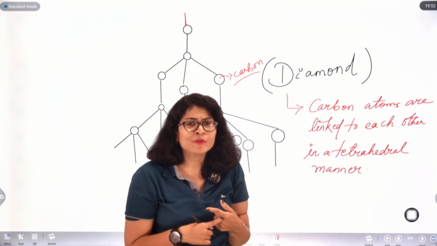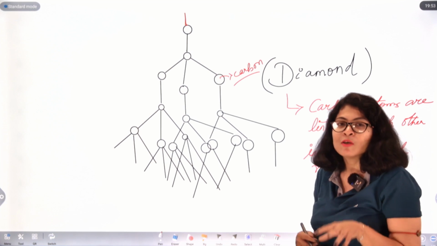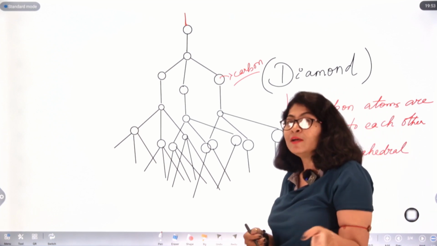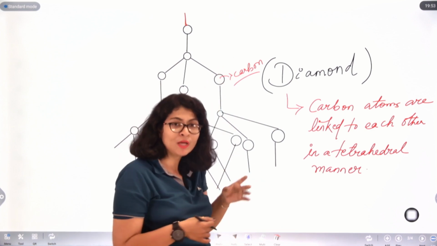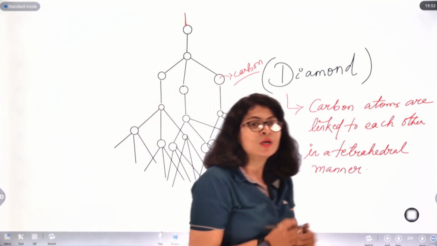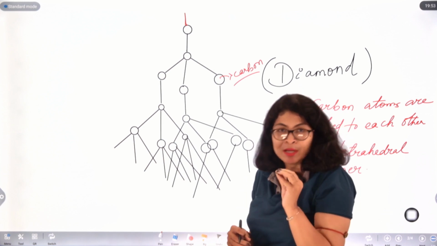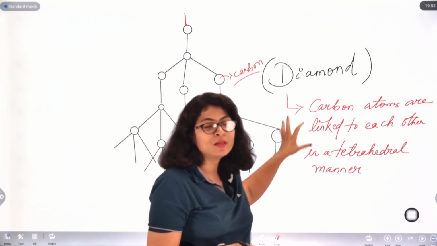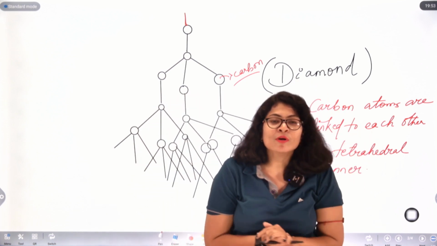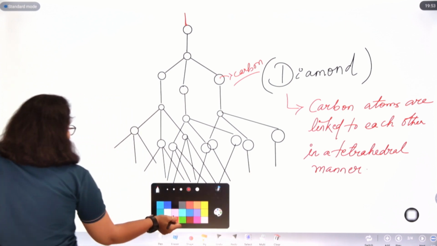So are there any free electrons available in diamond? Obviously no, because carbon has only 4 unpaired electrons, and all the 4 unpaired electrons are used up in bonding with the other 4 carbon atoms. And we know electrons are the key elements for the transfer of electricity. So as there are no free electrons available in diamond, diamond is a very poor conductor of electricity. So what's the reason we get here?